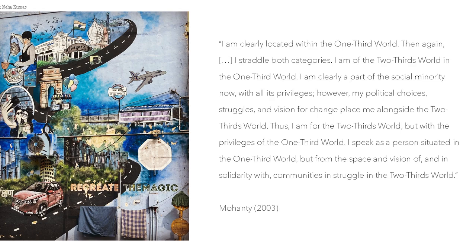So she says in her book called Feminism Without Borders that I'm clearly located within the one-third world. Then again, I straddle both categories. I'm of the two-thirds world in the one-third world. And what she's trying to do here is not rely on terms like the global north and the global south, which are very regionally defined, but really say that we have margins everywhere. And so the two-thirds world is really the world that is the majority world, and the one-third world is what she refers to as a minority with all of its privileges.